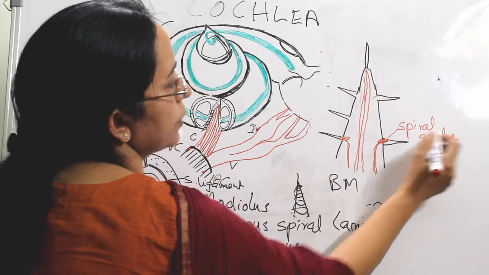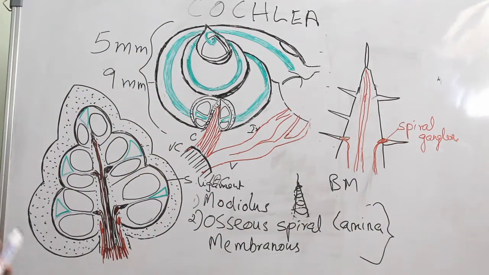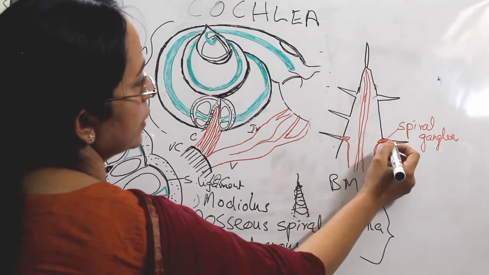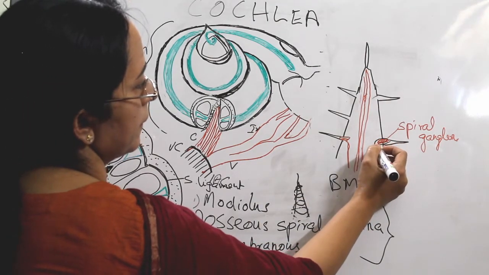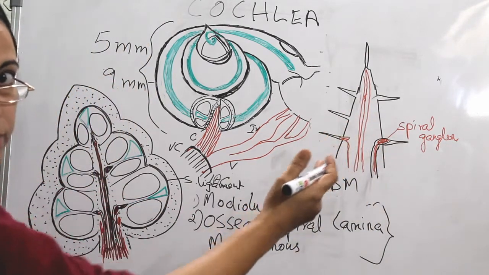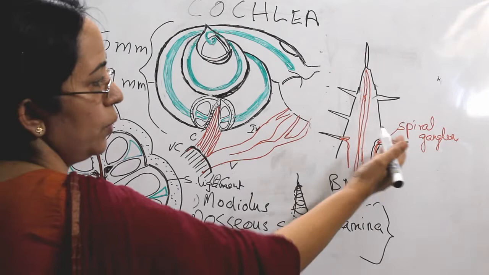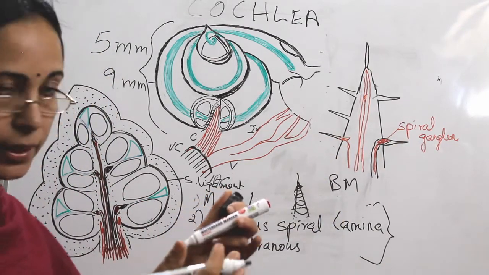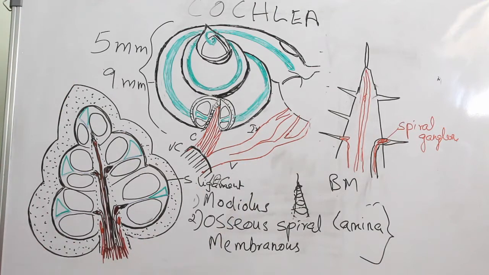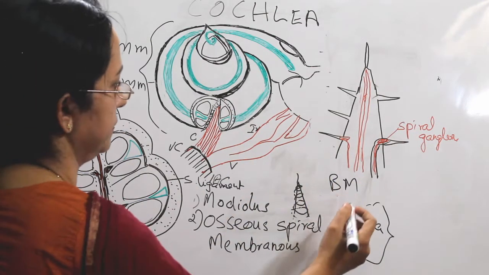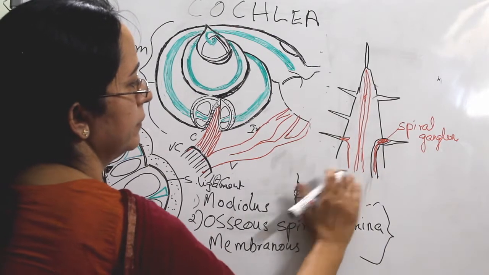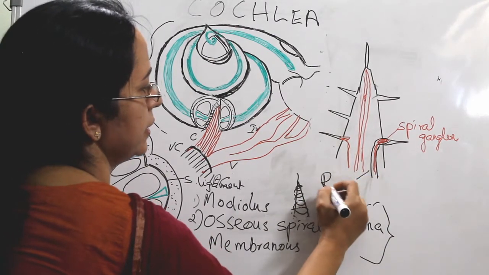That dilated portion of the nerve ending forms the spiral ganglion. And actually, the spiral ganglia are located in Rosenthal's canal. There are small canals for the passage of these nerves, and towards the osseous spiral lamina, they are dilated, forming the spiral ganglion. And these canals are called Rosenthal's canal.